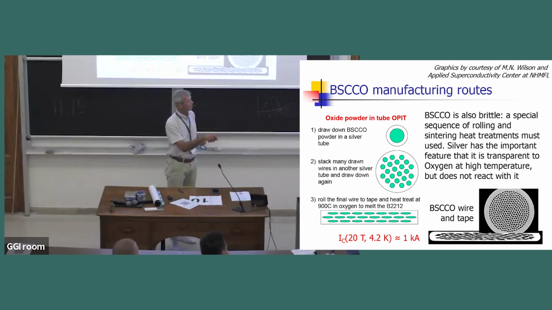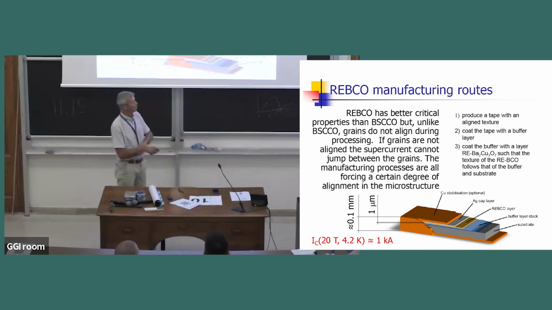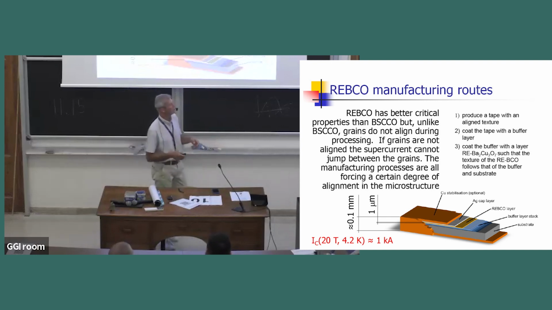But a wire like this, which is also about a millimeter, carries a kiloamp, so it's always the same order of magnitude, but this time at 20 Tesla, 4.2 K, okay, higher field. Finally, REBCO, or YBCO, europium BCO, gadolinium BCO, that's rare earth barium copper oxide.